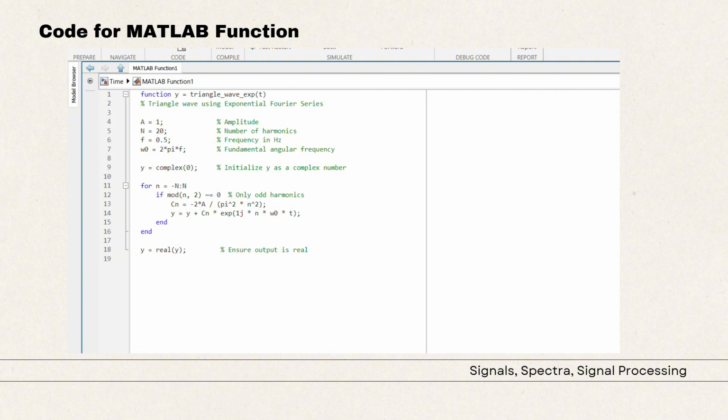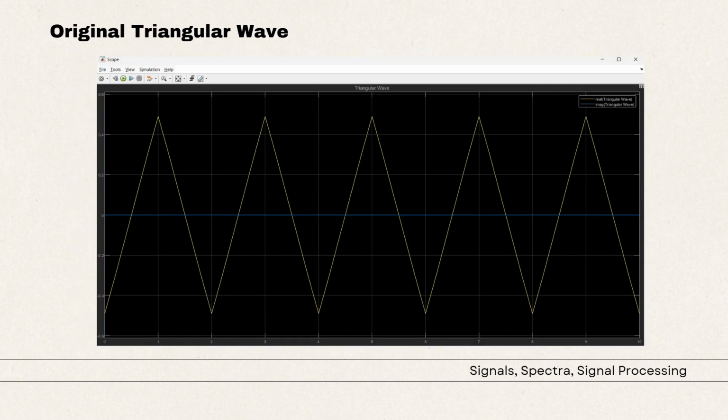Each coefficient Cn is calculated using the formula -2a over pi squared times n squared. After summing the series, we take the real part of the result to produce the final waveform. Here's the output waveform, which is the original triangular waveform.